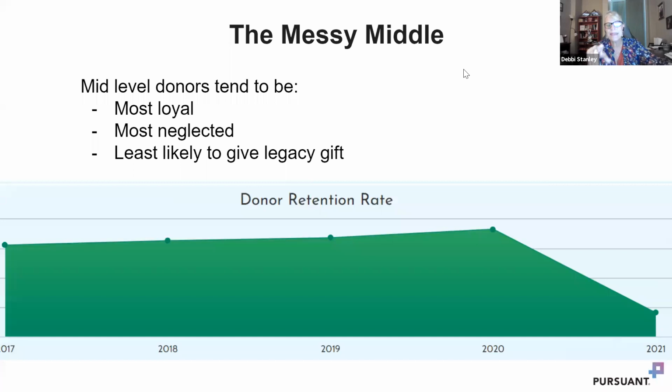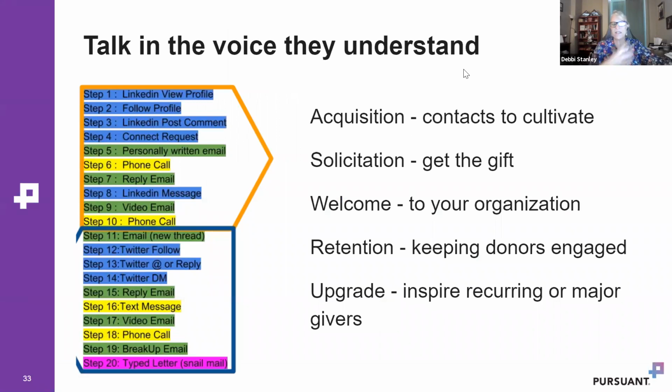But these guys, they get ignored. They tend to be the most loyal and the most neglected, because we spend a lot of time focusing on those upper level donors. We forget about this middle. They are least likely to give a legacy gift, again, because they're neglected. So when you create your retention marketing and onboarding strategies, really try to understand where these folks tend to lie. Your new donors come in. Who are they? Who could they be? And then talk to them in the voice that they understand.